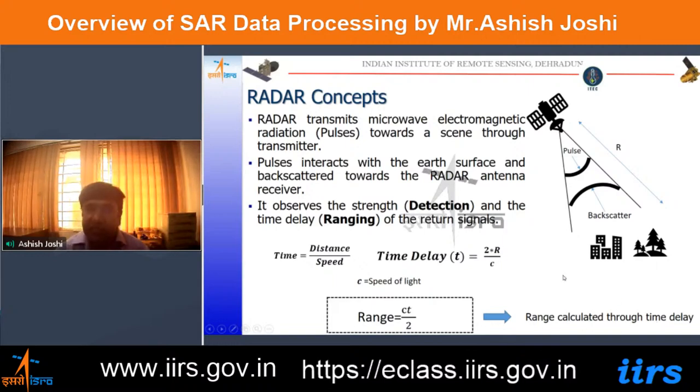So this is the concept of the radar. Radar will transmit an electromagnetic wave. This electromagnetic wave interacts with the Earth's surface, and some of the energy is backscattered towards the sensor, and the sensor will sense the amplitude and time delay of the signal. From the time delay, it will calculate the range.